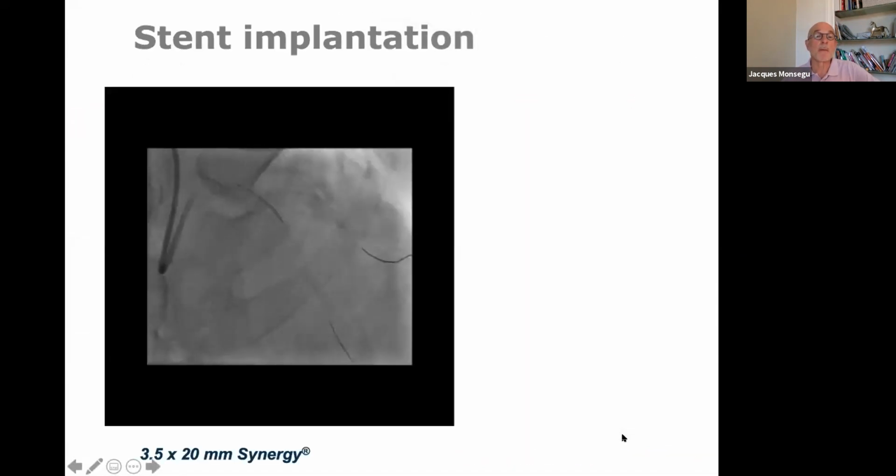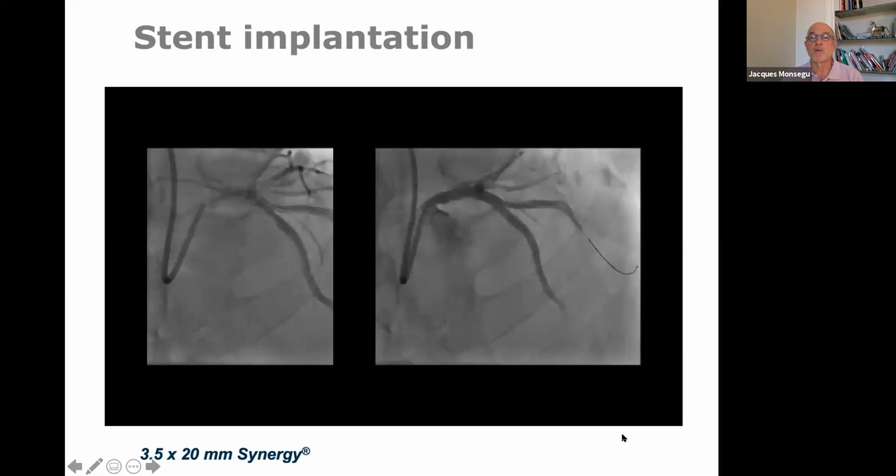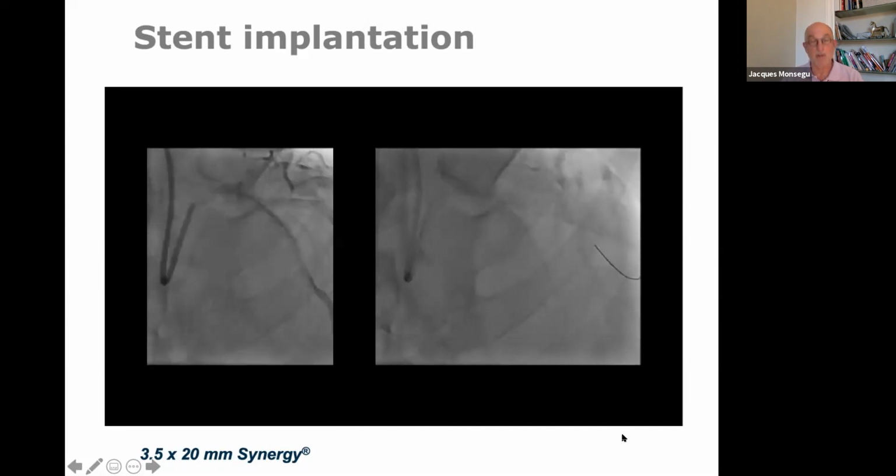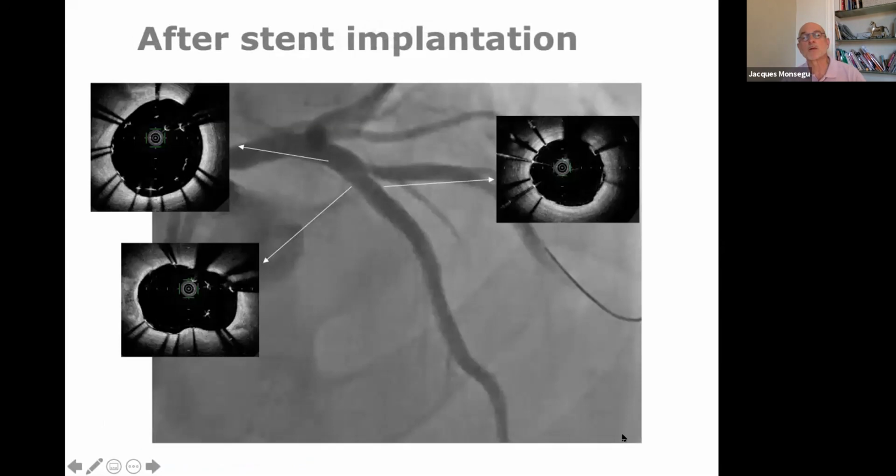So come back to our procedure. We implant a 3.5 millimeter Synergy, 20 millimeter length, and with this result, a good flow in both arteries. After that, just to explain the malposition of the stent in the proximal part, you see that on the distal part, just after the diagonal, there is a well stent apposition, but in the proximal part, there is a malposition.